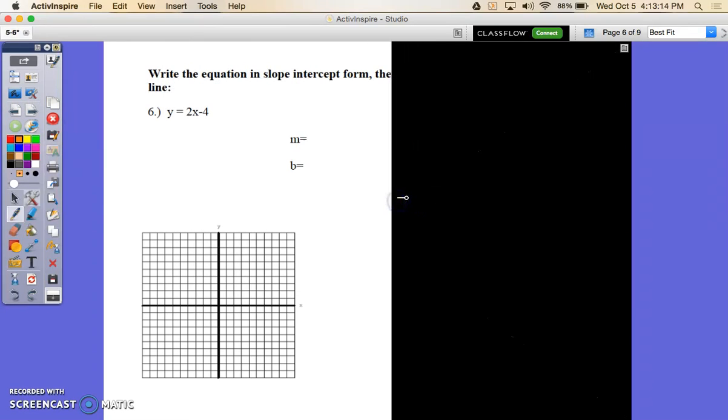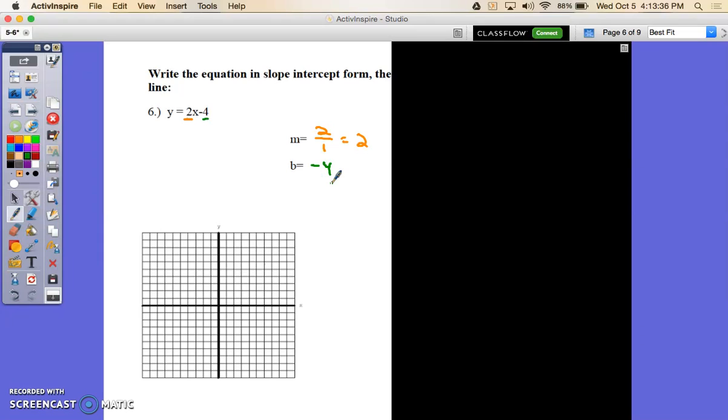Let's take a look now at being able to write an equation in slope-intercept form and then graph that line. Here's the main perk of slope-intercept, because you're given an m and a b. So I can take a look right here. Here's my m value, 2, or 2 over 1. And here is my y-intercept of negative 4.